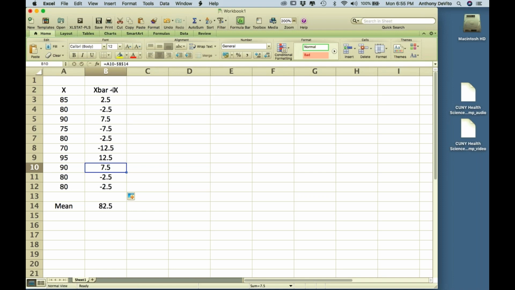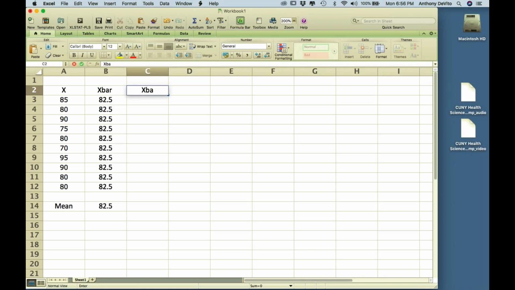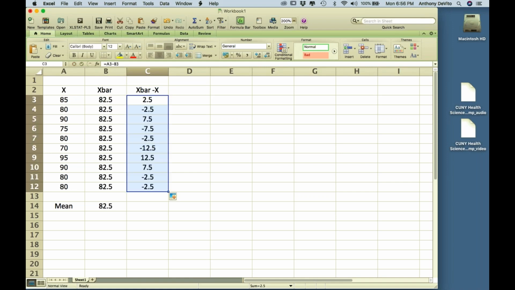If I confused you there, instead I'm going to type in 82.5, because at this stage it's nice that you know that, but I don't want to confuse you right now. I'm just going to call this column X bar, and I'm going to copy that 82.5 down. It's just a number. Now X bar minus X, the difference between the mean and each value, is equal to 85 minus 82.5.